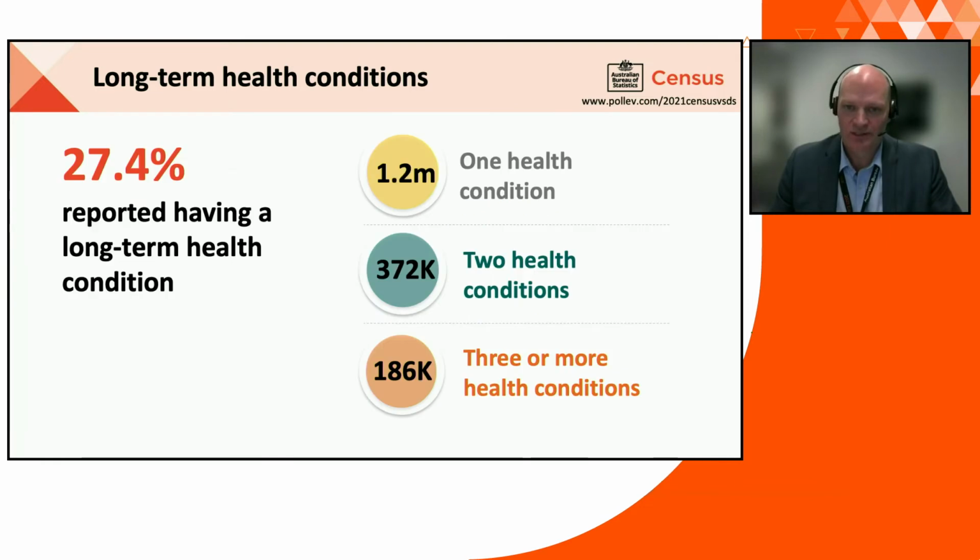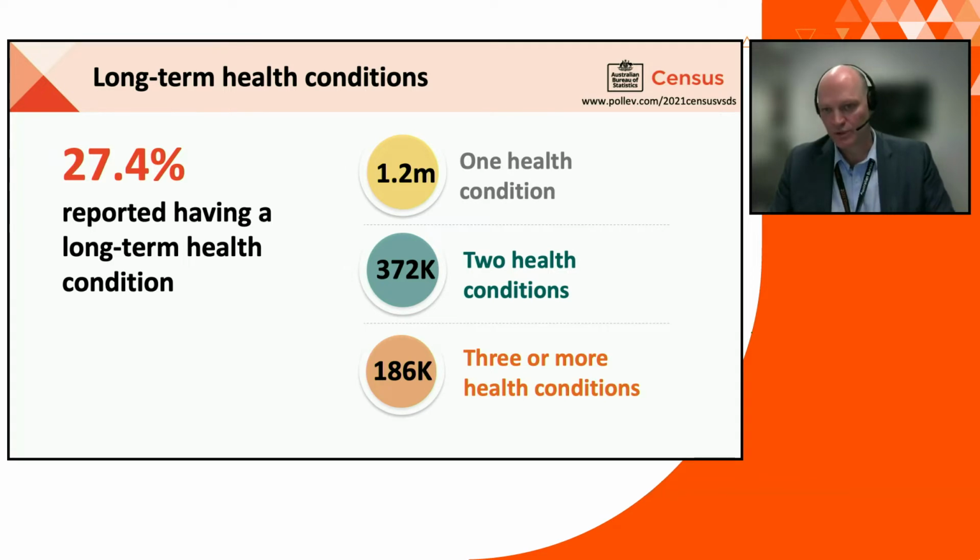Enough about the question. Let's start talking about the data related to the question. Nearly 1.8 million people usually resident in Victoria reported having at least one of the selected long-term health conditions. So that's nearly 30% of Victorians, very similar to the Australian rate. It's under 30%, but very similar. In Australia, it was 27.7 and 27.4 in Victoria.